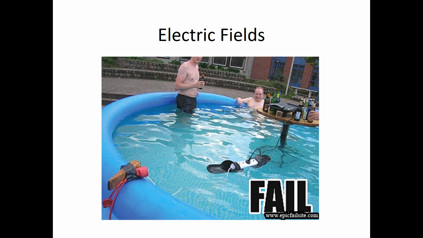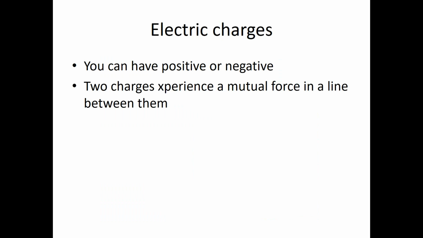Greetings, physics students. This is your lecture on electric fields. Some of you have seen this already. If you haven't, enjoy it. Now, electric charges can be positive or negative. Negative is generally an electron. In fact, it's always an electron. And positive can be a proton or a positron.